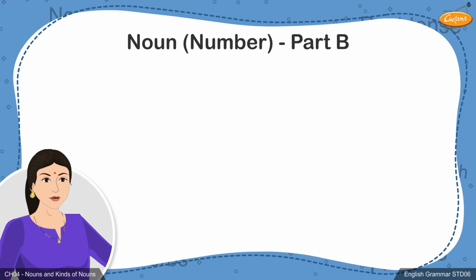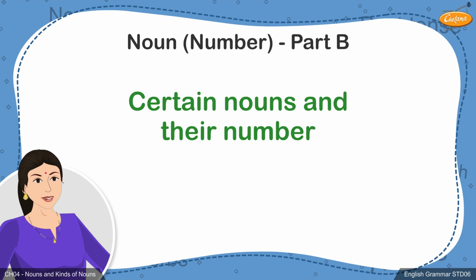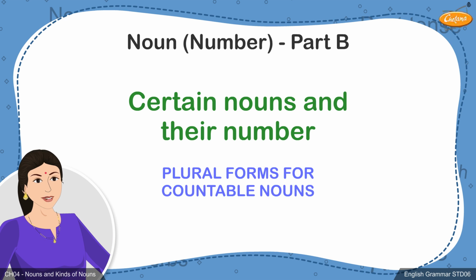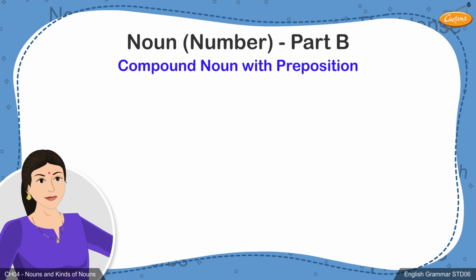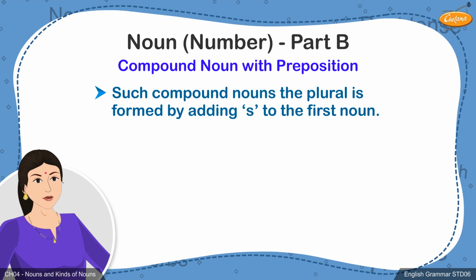Students, in this section you will be learning a little more in detail about certain nouns and their number. Most nouns in English are countable. There are various rules to form plurals. Students, there are some compound nouns with prepositions that are used in English language. For such compound nouns, the plural is formed by adding s to the first noun.